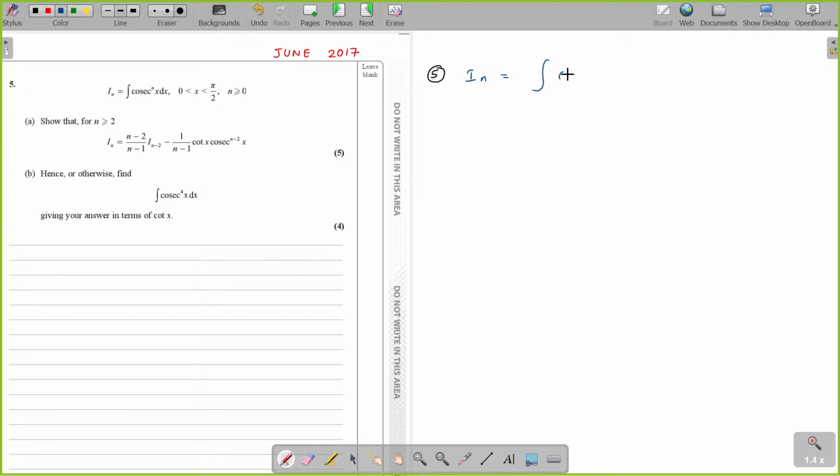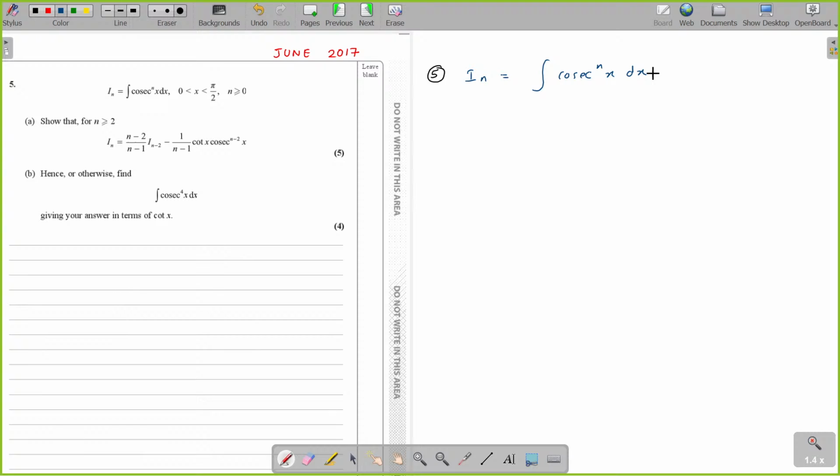I n equals integral of cosec x to the power n. Okay, I want you all to think about the way that we can break this sum. How do we do this? How do we break this up? I want you all to suggest ways how I could break cosec to the power n x. So how do we break this up?